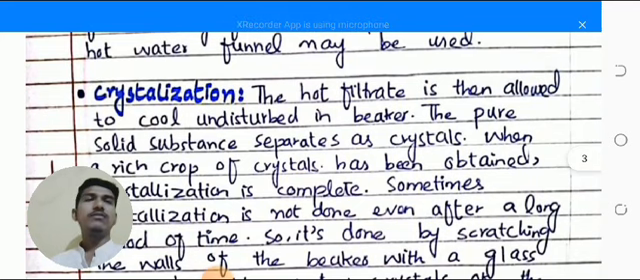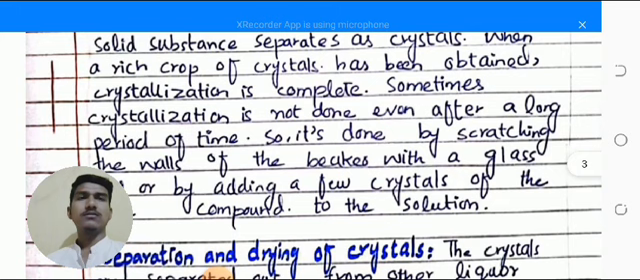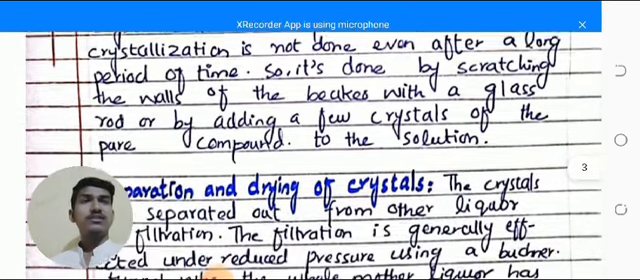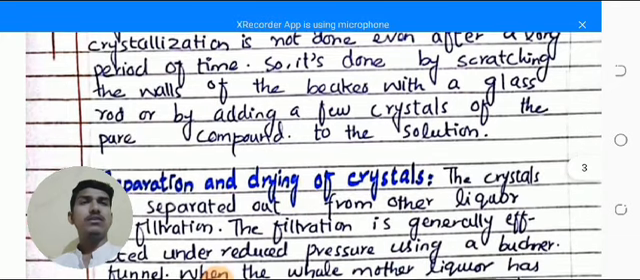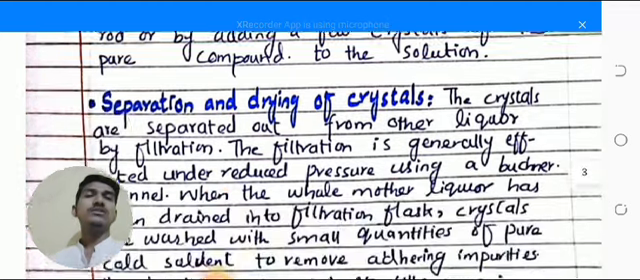Crystallization. The hot filtrate is then allowed to cool undisturbed in a beaker. The pure solid substance separates as crystals. When a rich crop of crystals has been obtained, crystallization is complete. Sometimes crystallization does not occur even after a long period of time. So it is induced by scratching the walls of the beaker with a glass rod or by adding a few crystals of the pure compound to the solution.